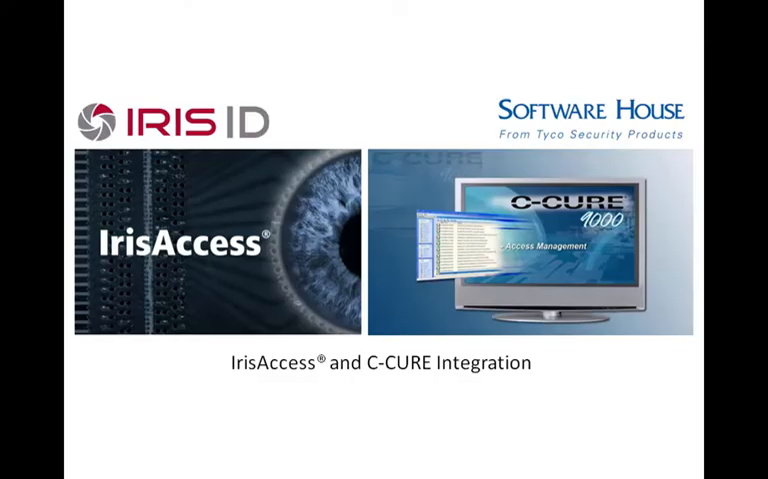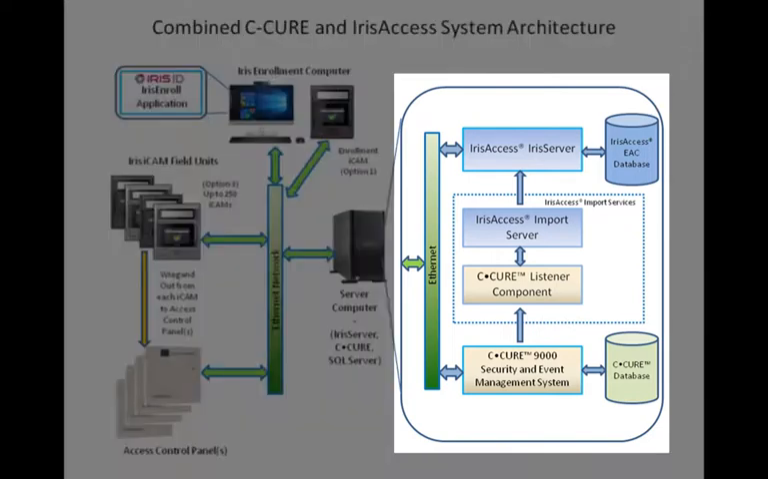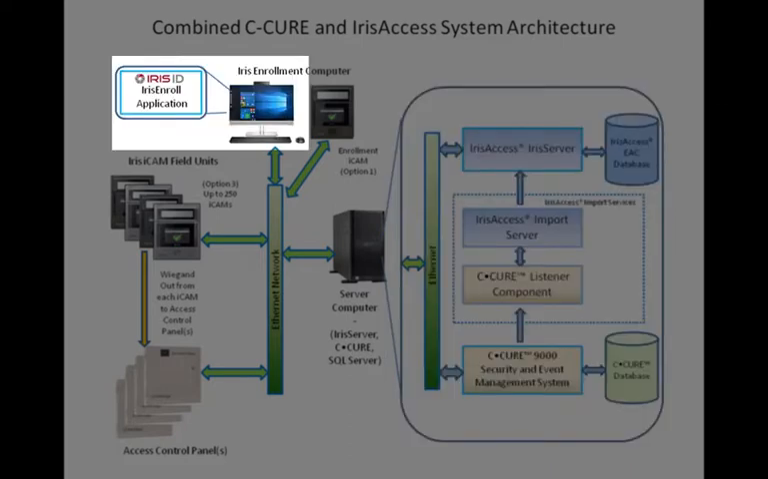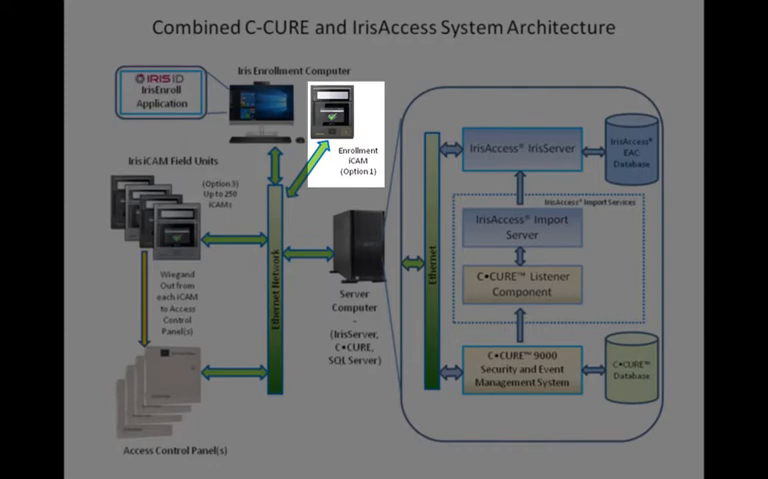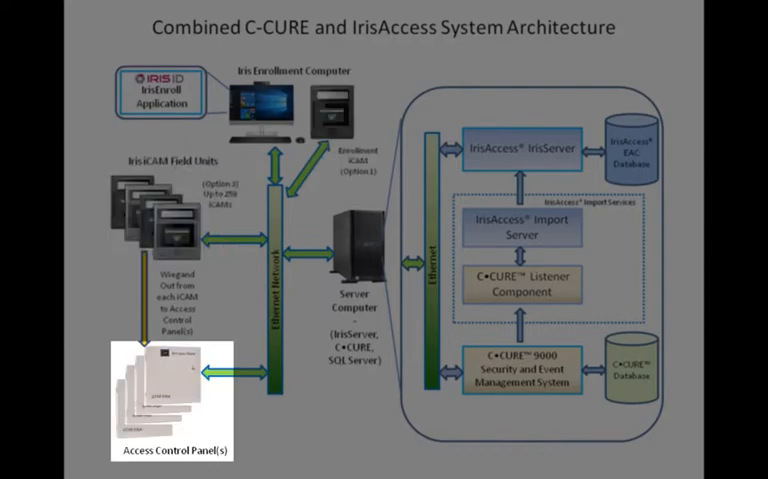In this next section, we'll cover the integration of the Iris Access EAC system and the Secure 9000 system. Here's the overall diagram of Iris Access and Secure system integration. The system consists of a combined Secure and Iris Access server with SQL database, an enrollment and EAC application computer, an enrollment iCam, field remote iCams, and secure access control panels.